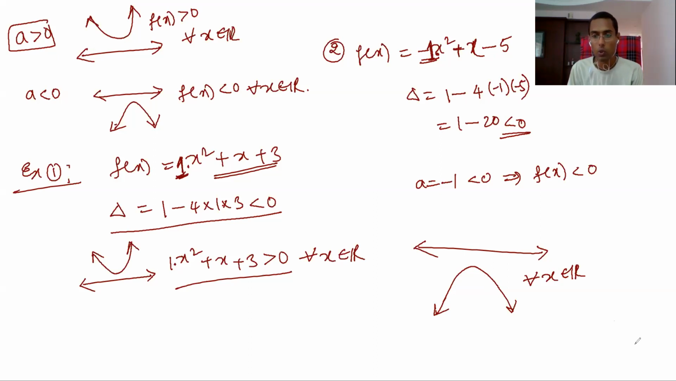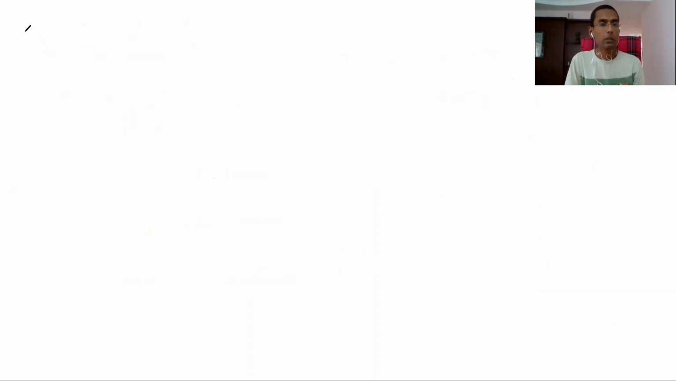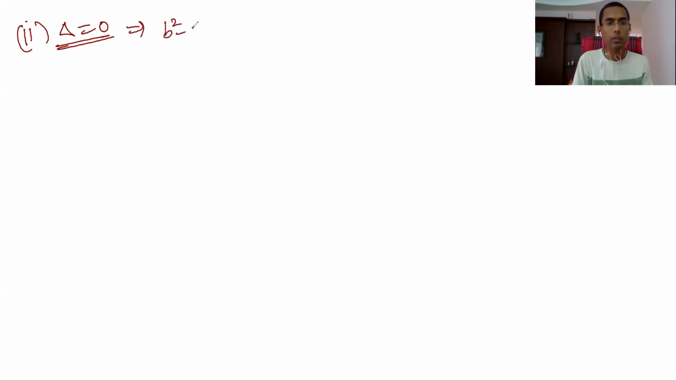So we'll go to the next one. All right, next case, case 2. What is case 2? Delta equal to 0. Let's take delta equal to 0. That is case 2. So now, if delta equal to 0, that means b square minus 4ac is equal to 0.